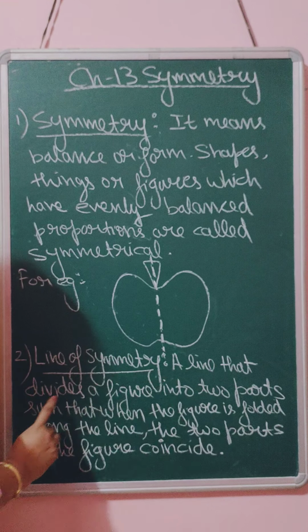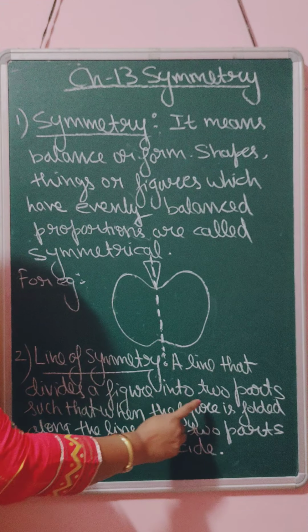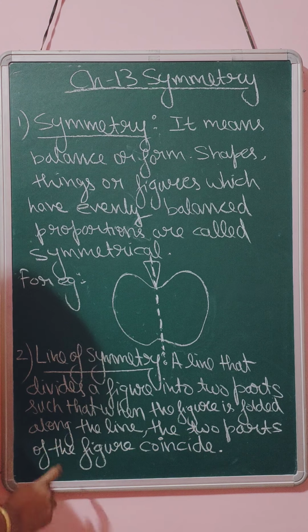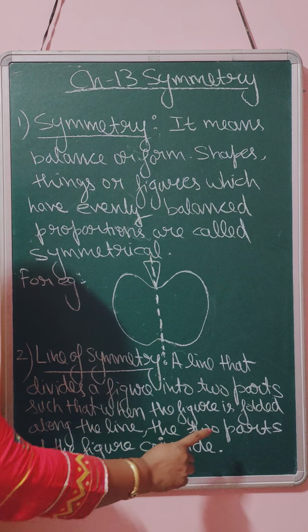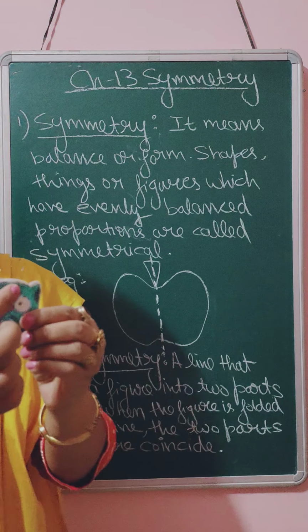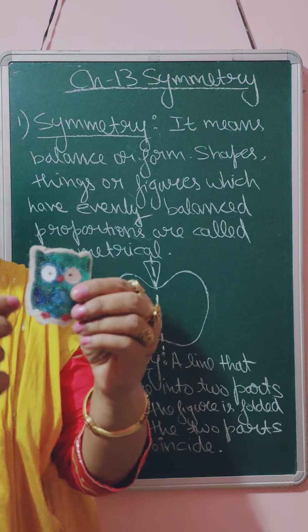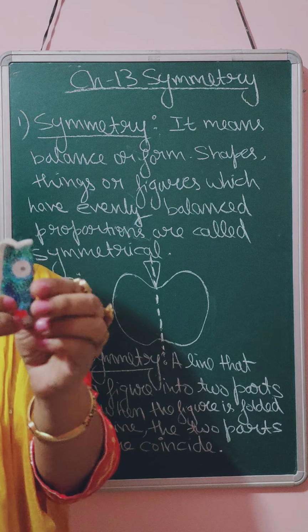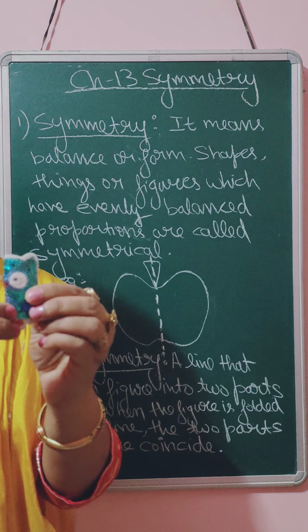A line that divides a figure into two parts such that when the figure is folded along the line, the two parts of the figure coincide. That means if I draw one line in the middle of this owl and fold it in this way, the left portion and the right portion coincide with each other.